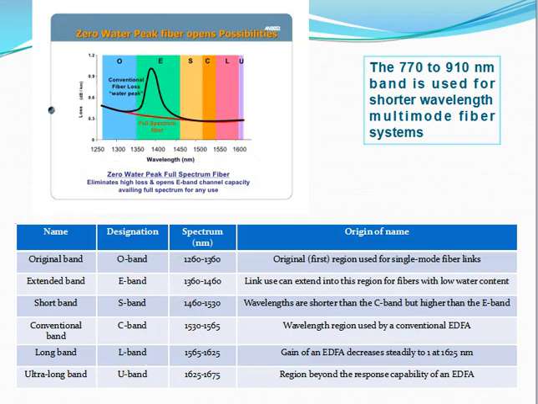We see here that there are actually a few bands normally used with fiber optic communications: original band, extended band, short band, conventional band, long band, ultra long band, which are the O band, E band, S band, C band, L band, and U band. So these are the spectrum ranges that we have for all the bands.